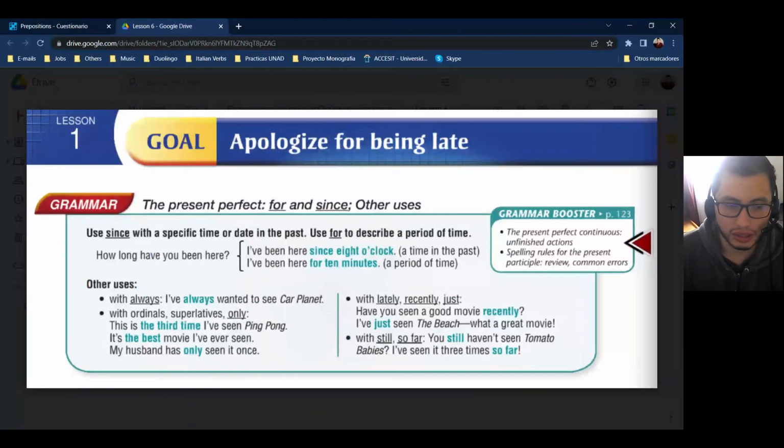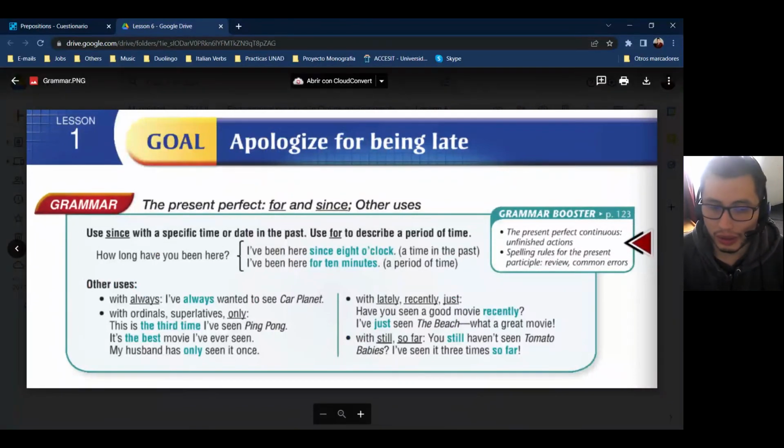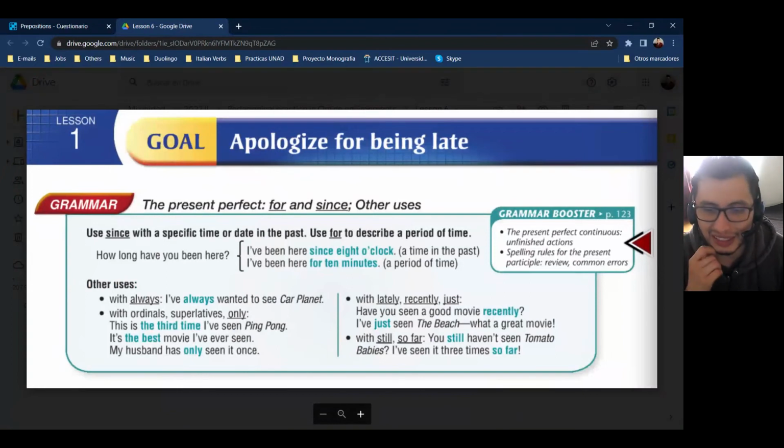done an action, right? Okay, the best is a superlative, so it represents that it's the number one, it is the top of the top, or it's the maximum or minimum degree of an adjective, and only represents that it has only one opportunity in all your life to see or to watch or to do something.